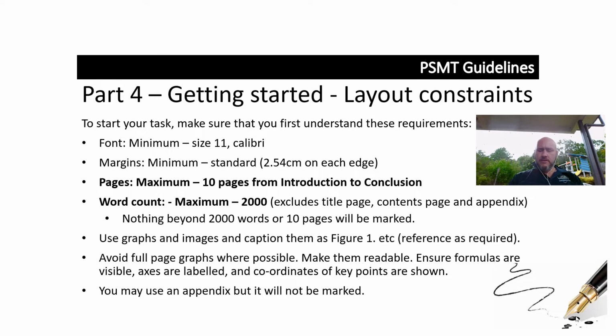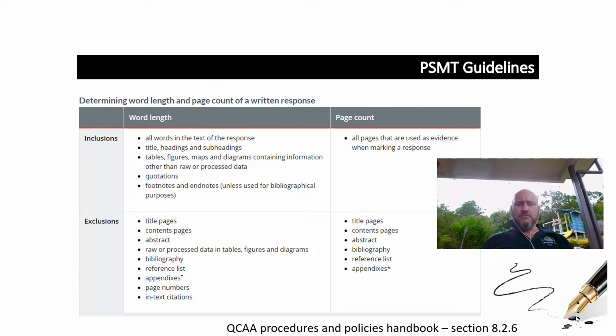Okay, so here's some stuff straight from the QCAA Procedures and Policies Handbook, and it's all about the word length and the inclusions and exclusions to that word length and page count. So firstly, the inclusions are all words in the text of the response, titles, headings and subheadings, tables, figures, maps, diagrams, quotations, footnotes and endnotes. They're all included. The exclusions, though, are the title page, the contents page, and those two are really actually important for the page count. We don't include those.